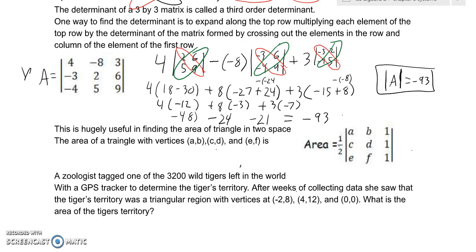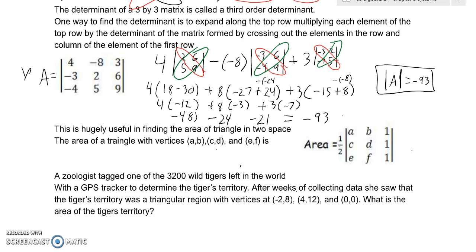So determinants, being able to take them means you open up a whole useful area of mathematics here. It's hugely useful in finding the area of a triangle in 2 space. The area of a triangle with 3 vertices, A, B, C, D, and E, F. We did this once last year in geometry, where you had to find the perpendicular, find the point where it intersects the opposite sides, so you can calculate the length of both the base and the height that form that right angle, so you can multiply by 1/2 the base times the height.